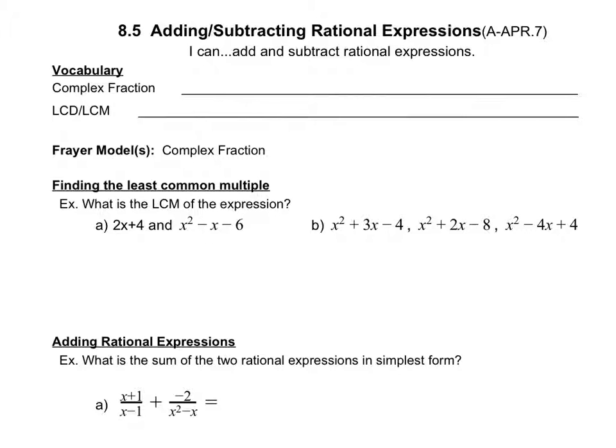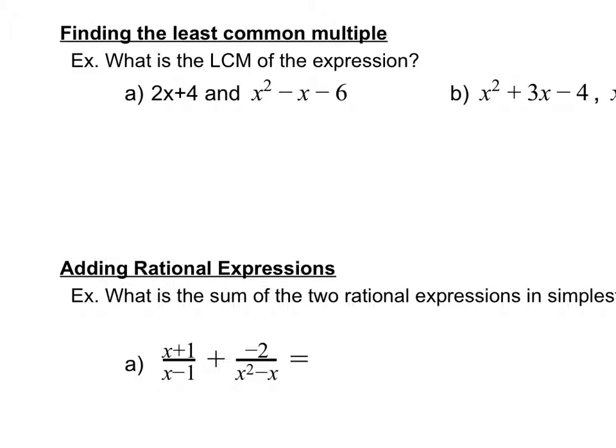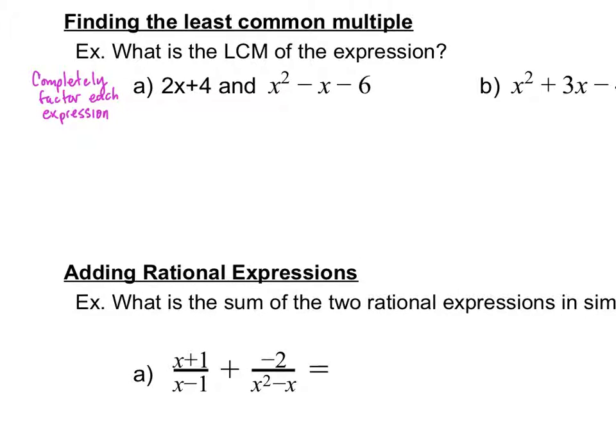So we're going to build equivalent fractions. And in doing so, we're going to learn how to find all those factors to give us those least common multiples. Now with that, looking at this first example, what is the least common multiple of this expression? In A, the first thing we want to do is completely factor each expression. The first expression we can do by factoring out the greatest common factor. And the next expression looks like a quadratic, so we should be able to factor it at this point in time.